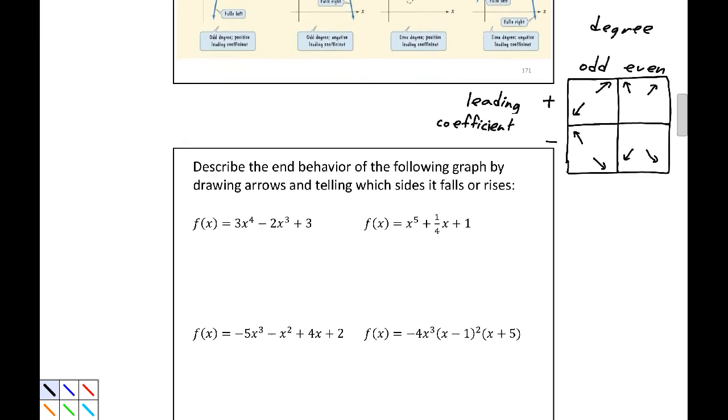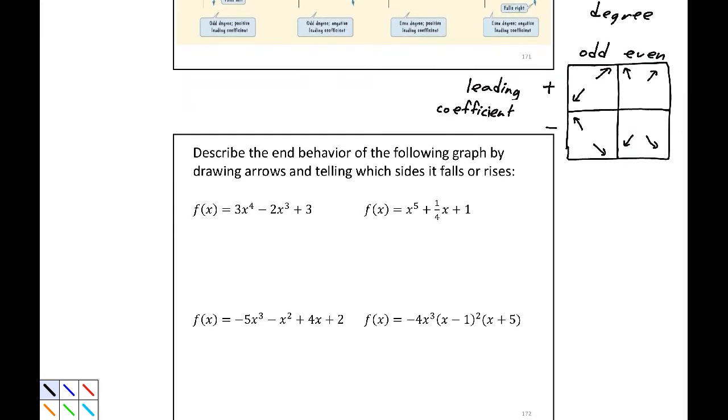Now let's use this to determine and describe the end behavior of the following graphs by drawing arrows and telling which side rises or falls. First thing I want to notice, on f of x equals 3x to the 4th minus 2x cubed plus 3, the degree here is odd. Oh, nope, the highest is 4. The degree is even. And we have a positive leading coefficient of 3. So 3x to the 4th determines all of that. Because it's even, with a positive leading coefficient, that means that it rises to the left and it rises to the right.